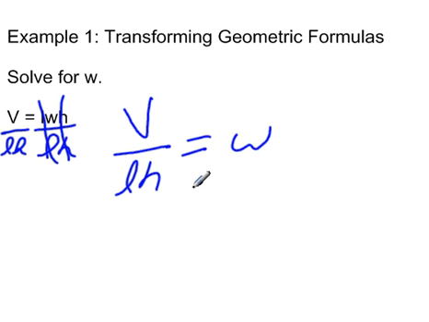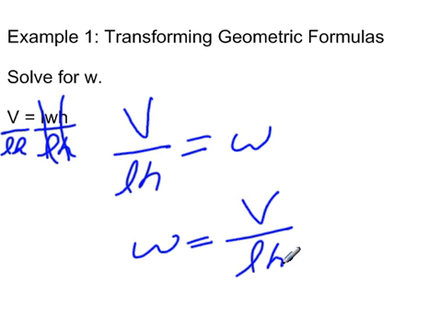Okay, and so very quickly I could change that around and say that W equals volume divided by length times height. And so that very quickly transforms this formula around so that, let's say that I was given a volume problem where I was given the volume, given the length, given the height, and told to find the width. And in that case, it would help me a lot to know that the width was going to be equal to the volume divided by the length times height. So there's a very quick example of how this could apply.